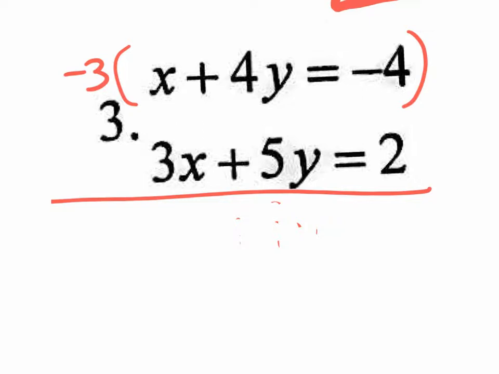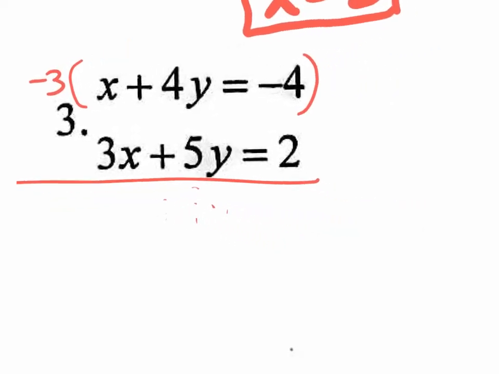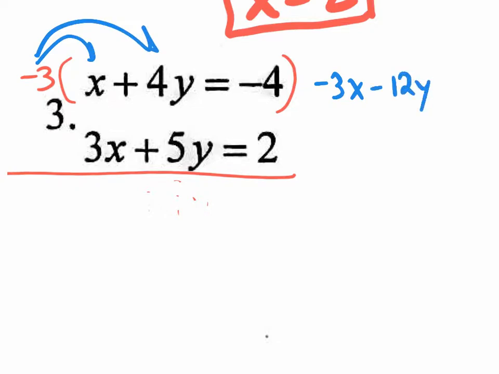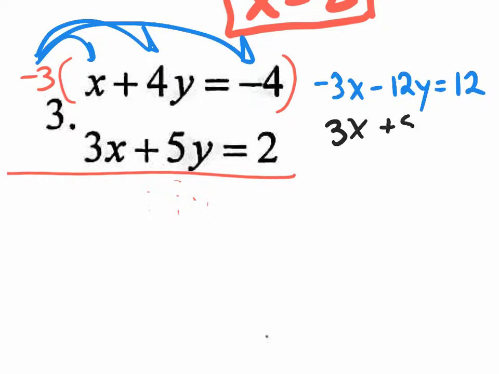So everybody, put parentheses on that top one. Put a negative 3 out there in front of the parentheses on the whole equation. So what we're doing here is solving it by elimination method. When I distribute, negative 3 times x is negative 3x, and negative 3 times positive 4y is negative 12y. Negative 3 times negative 4 equals positive 12. Now the bottom equation is going to stay exactly the same. I'm just going to rewrite it: 3x plus 5y equals 2.